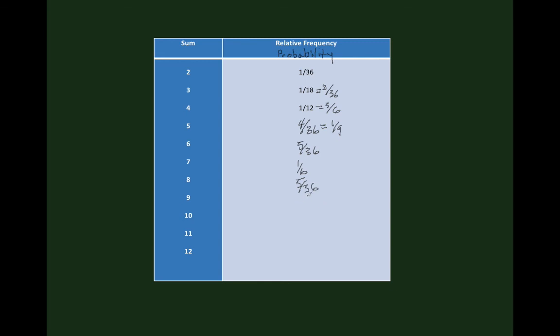We can do the same for the same reasoning for a 9, 10, whoops, that's 3 out of 36 up here. Let me make sure I get that right. Let's see, 2 ways to roll an 11, 1 way to roll a 12. And so this would be one way to display the probability distribution for the outcomes of rolling a pair of fair dice.